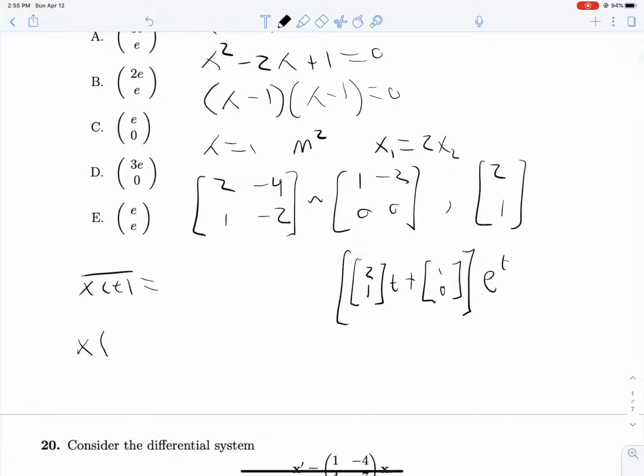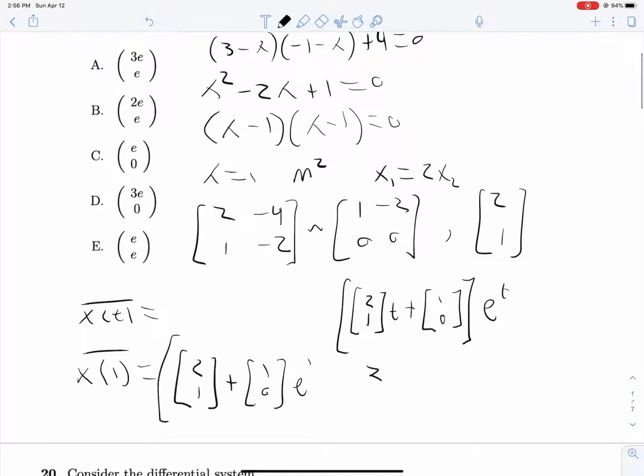And now finally, we can do what we came here for, which is solving for x of 1. So x of 1 is just the bracket of (2, 1) plus (1, 0), times e to the 1. So that gives us (3e, e) as our answer.